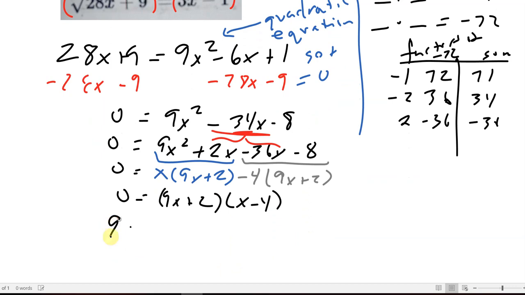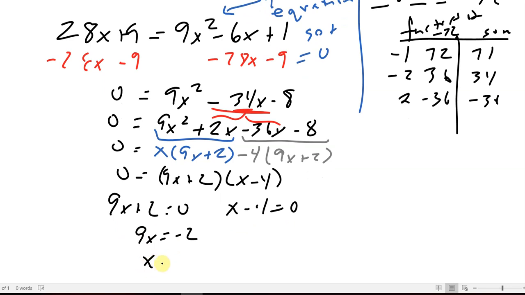So now that I've got it factored, I set each factor equal to 0 and I solve those. So subtracting 2 will get 9x equals negative 2. So x is negative 2/9. And then on the other equation, we'll just add 4 to both sides, so we'll get x equals 4.